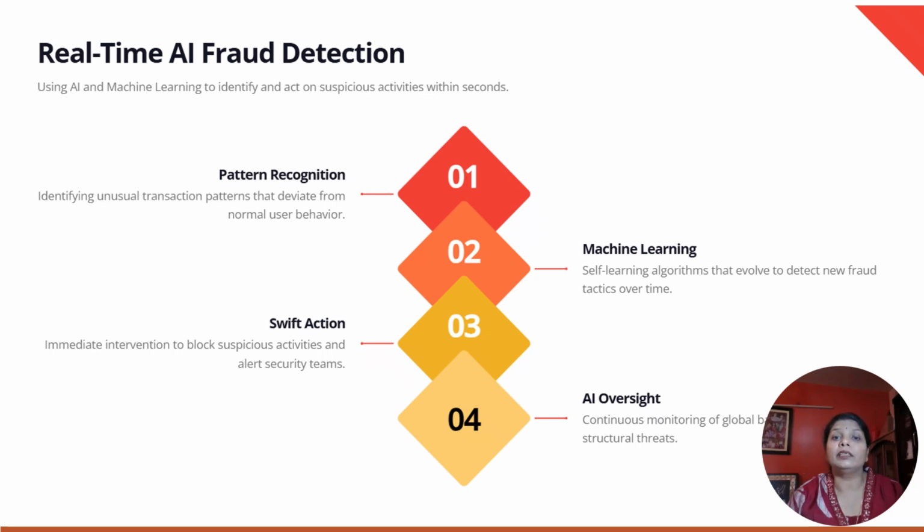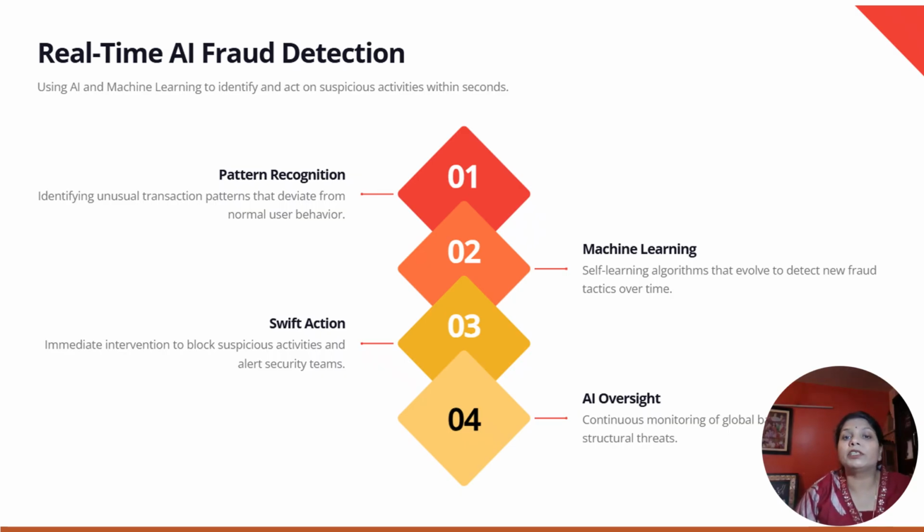So the system continuously analyzes transaction behavior to identify unusual patterns that deviate from customer normal activity, such as abnormal transaction amounts, location, or frequencies of transactions. The second step involves machine learning, that is self-learning algorithm that adapts over time by learning from new fraud cases, enabling the system to detect emerging fraud tactics that traditional rule-based systems may miss.